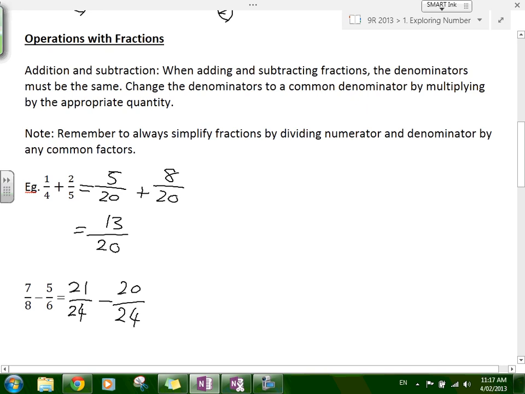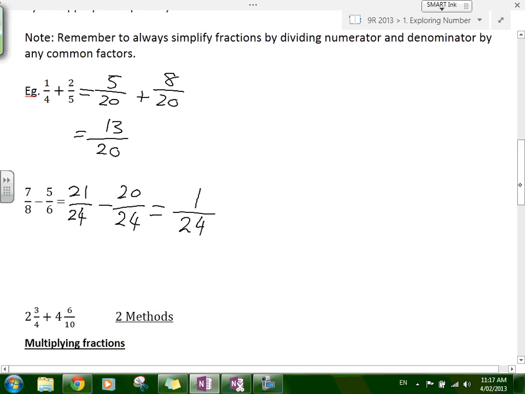So 7 over 8 and 5/6 are actually very close. We've got 21 minus 20, so that's going to be 1 over 24. And obviously you can't simplify that at all. Okay?